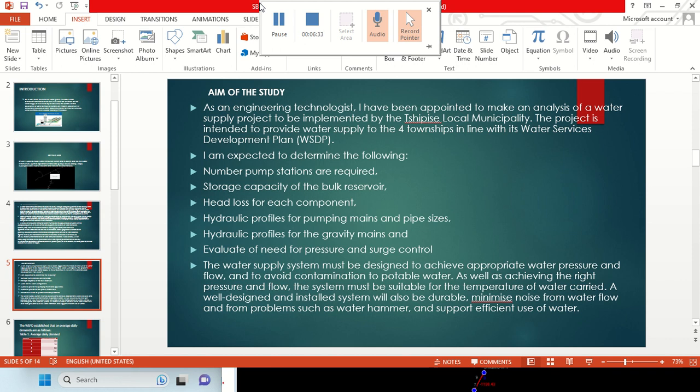I must take the following into consideration. The water supply system must be designed to achieve appropriate water pressure and flow to avoid contamination of potable water. The system must be suitable for the temperature of the water carried, and a well-designed installed system will also be durable and minimize noise and water problems.